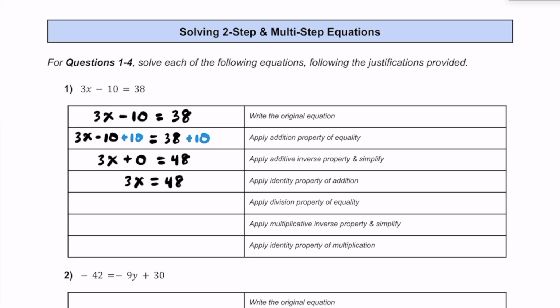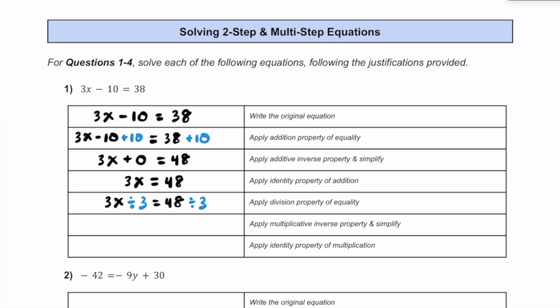Now let's take care of that 3. We really want that coefficient to be 1. So we got the constant to be 0, and we want the coefficient to be 1. Let's use the division property of equality. On the left side, let's divide by 3, and on the right side, let's take the 48 and also divide that by 3.